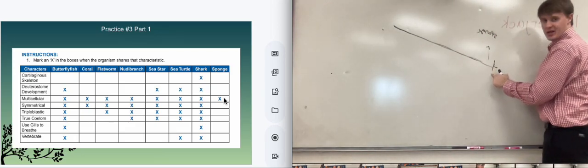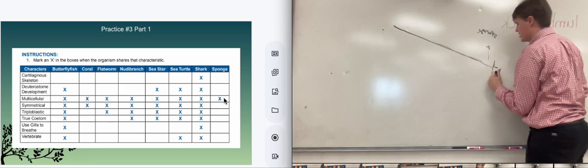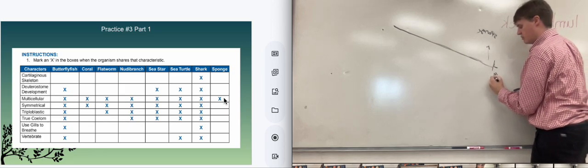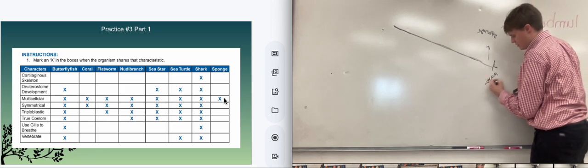So we have to draw our line right here to represent that all of the following traits are going to have this trait. So multicellular.